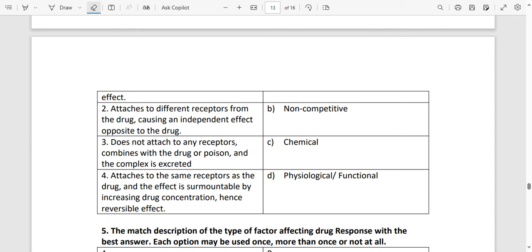So for opposite, remember this is opposite. If there was an increase in BP, it decreases. Which one would that be? So that's physiological, right? Every time there's opposite action, that's physiological. And then three, does not attach to any receptor, combines with a drug or poison, and a complex is formed. What is that? Chemical. Attaches to the same receptor as the drug, and the effect is surmountable by increasing drug concentration, hence reversible. That's competitive.